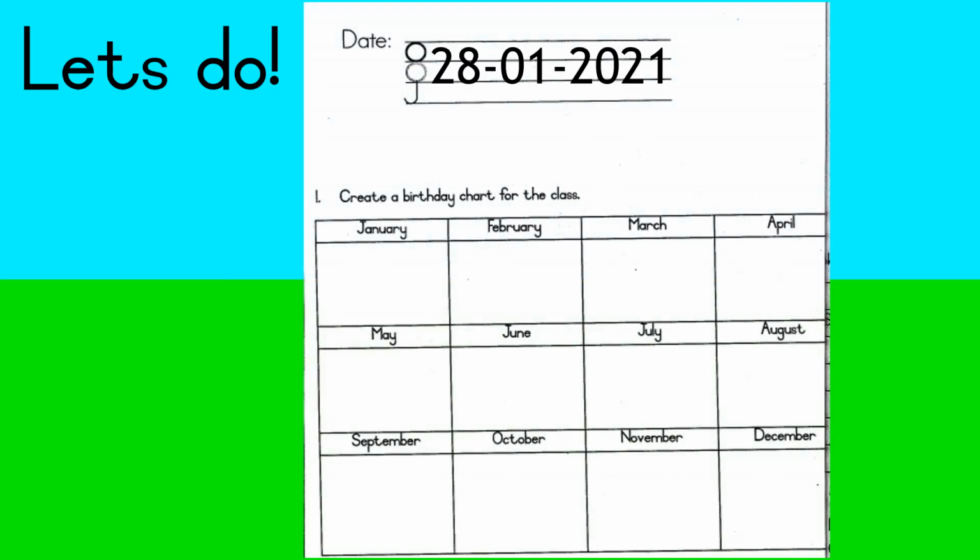Now turn to this page and write your date, 28/01/2021. Then create a birthday chart for your family. Instead of for the class, make a birthday chart for your family. So this means go write your family's birthdays in the right month.